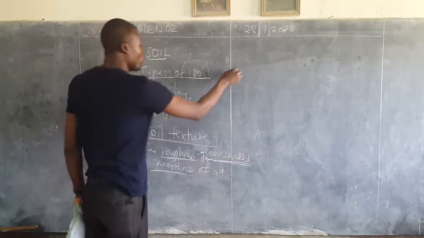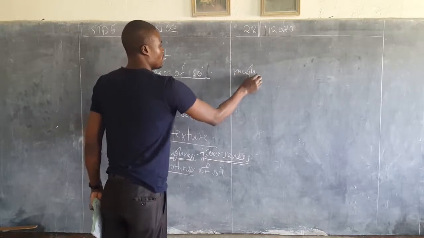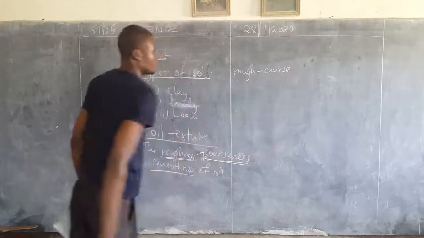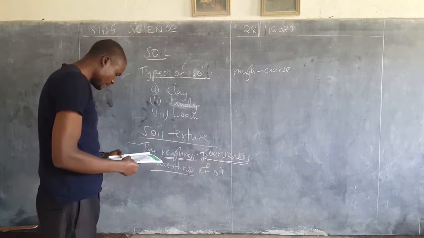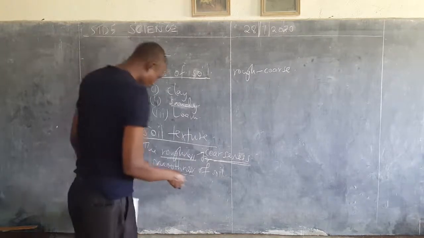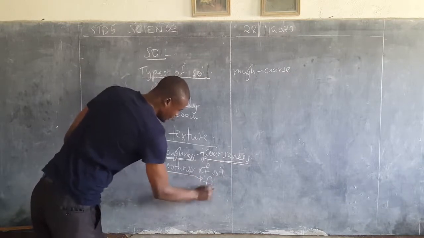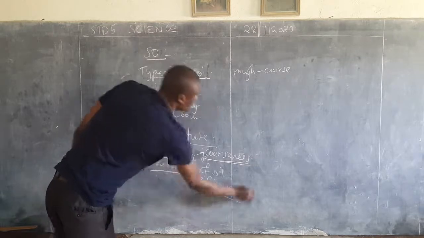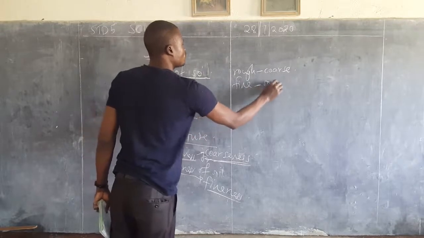So a rough soil is also said to be coarse. The word coarse means the same as rough. Then smoothness. Smoothness is also known as fine, the fineness. The fineness of soil. So the word fine is the same as smooth.